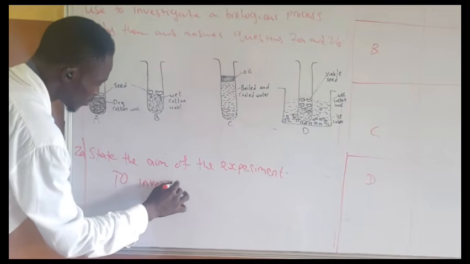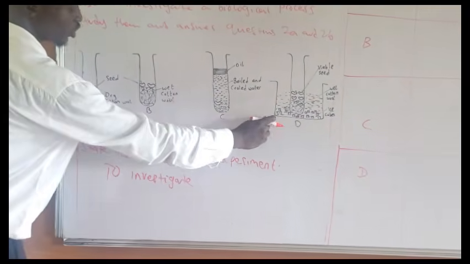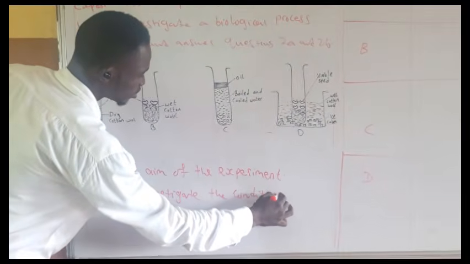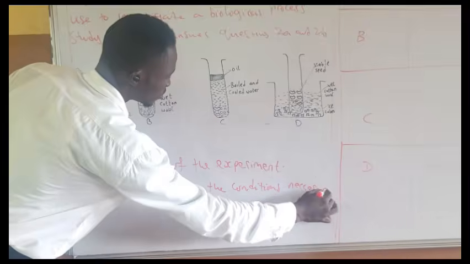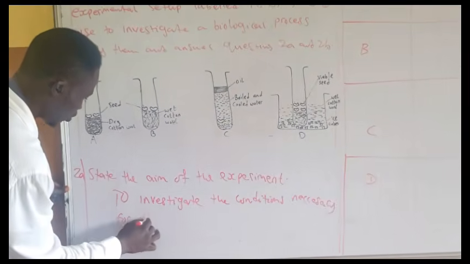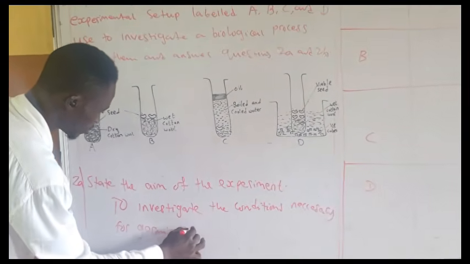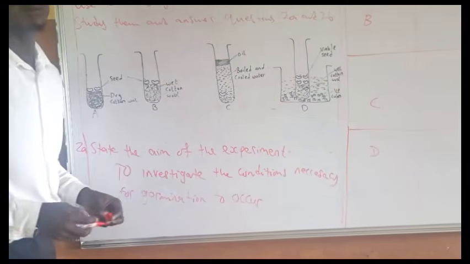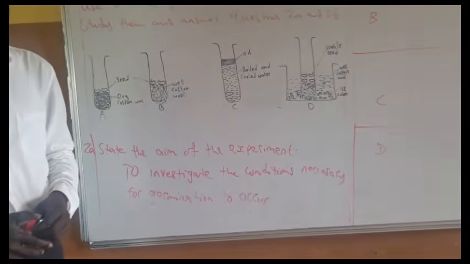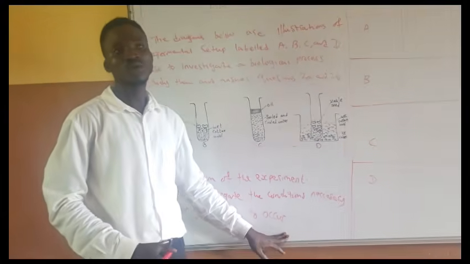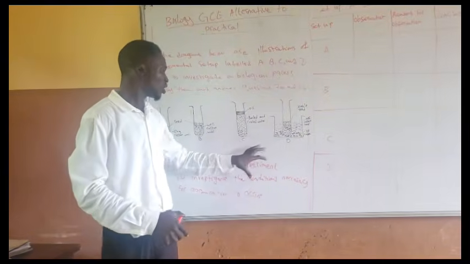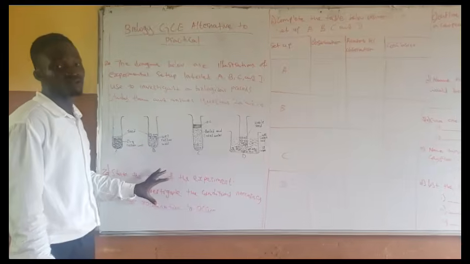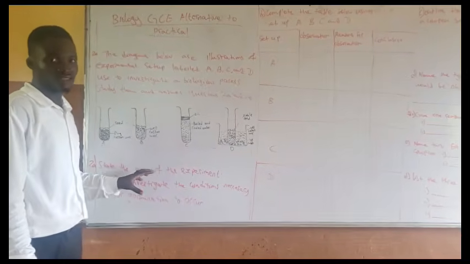Investigate. All these are conditions, so we investigate the conditions necessary for germination to occur. To investigate the conditions necessary for germination to what? To occur. So germination will occur; all these are the conditions. So the aim of this experiment is what we have to write out, and we've successfully done it. Did you get it? Let's dive on.